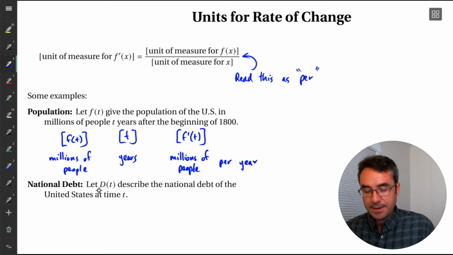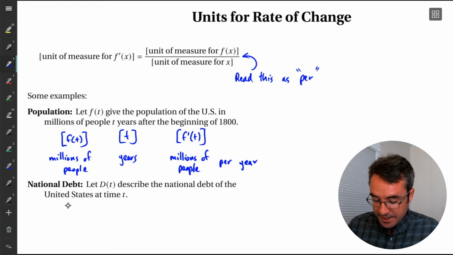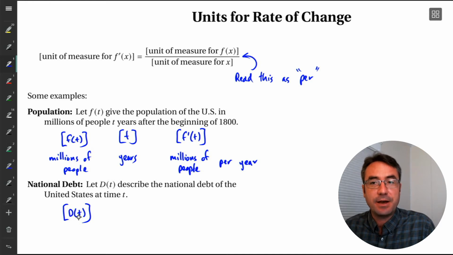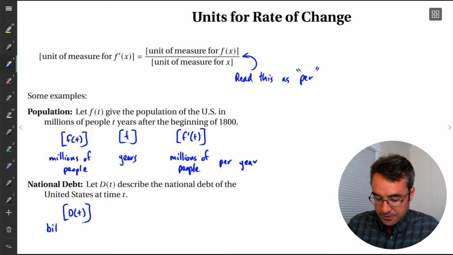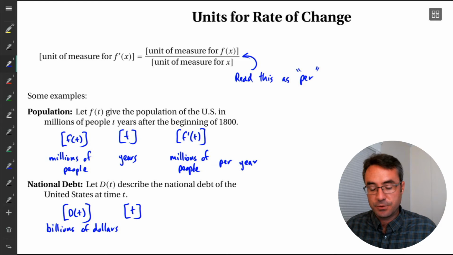We also looked at the example for national debt. So we had this function d of t, which described the national debt of the United States at time t. And in that example, we had a table of function values, and the units on d were billions of dollars. And t, in that case, also represented years.